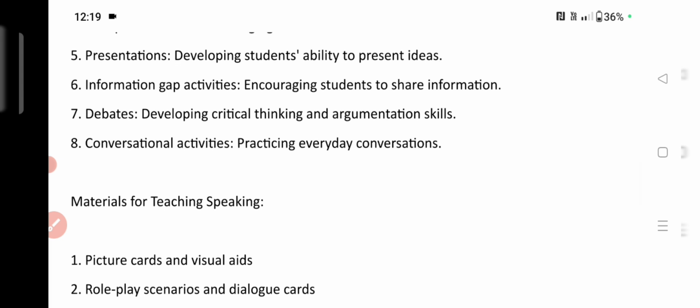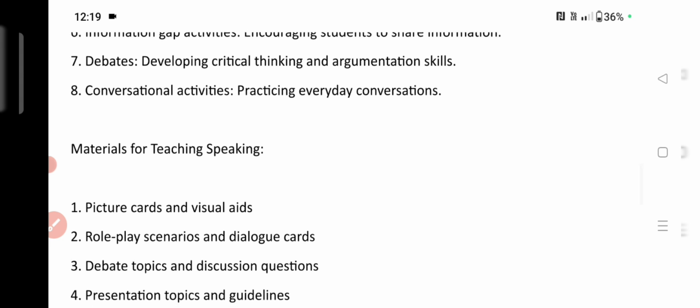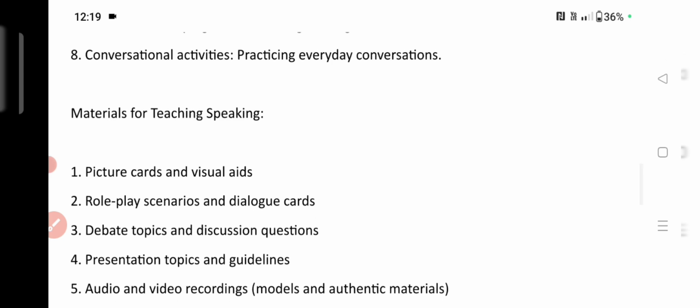So presentations also, developing the students' ability to present their own ideas and explain them clearly and fluently in English. Information gap activities, encouraging students to share their information. Debates. So debate can develop critical thinking and argumentation skills. Conversational activities, like practicing everyday conversations.